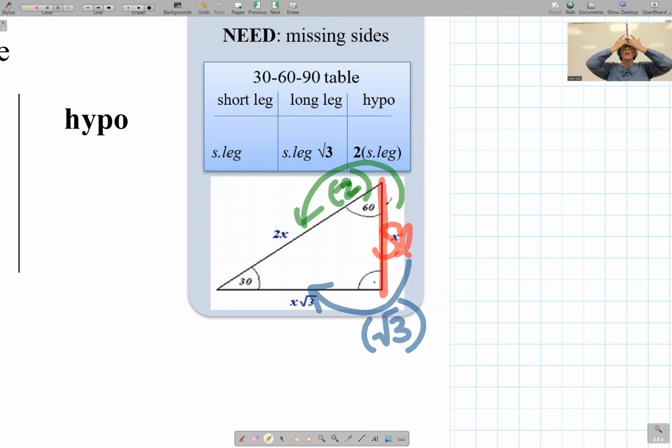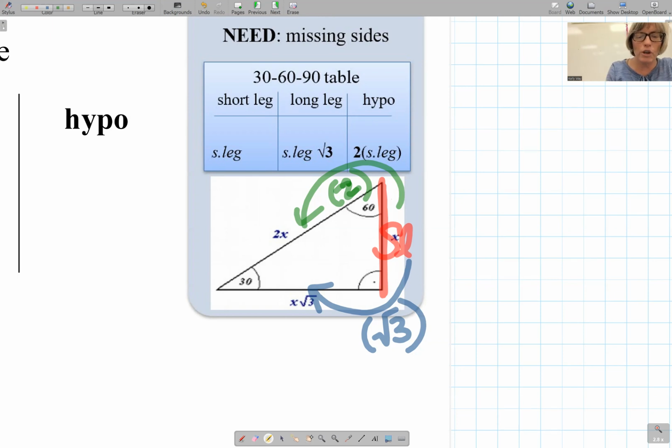So imagine your head is the stump of a tree. Say, go like this, say short leg. Okay, short leg to the long leg, you times by √3 in a 30, 60, 90 triangle. Short leg to the hypo, you times by 2. So it's like sprouts coming from a trunk. The trunk is the short leg.